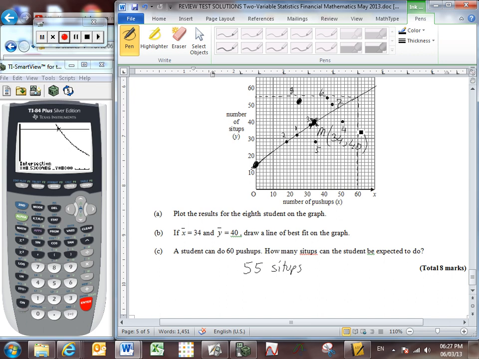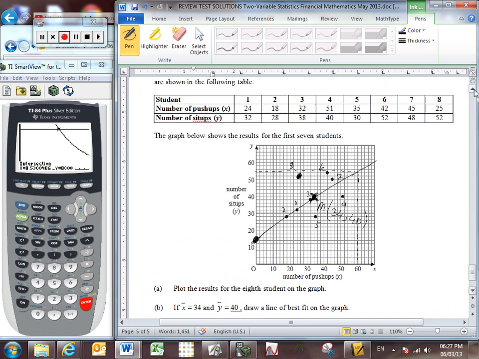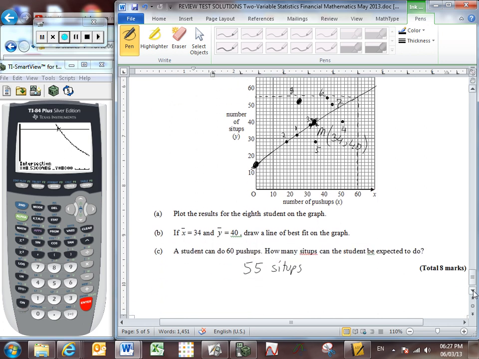Now, how bad is the extrapolation? I mean, the maximum x value in the given data was 52. So 60 isn't that far outside, but I'm kind of uncomfortable with this. So I'm just looking at the wording of the question. They really do seem to be expecting an answer, don't they? So, boy, I guess we just say 55 sit-ups.